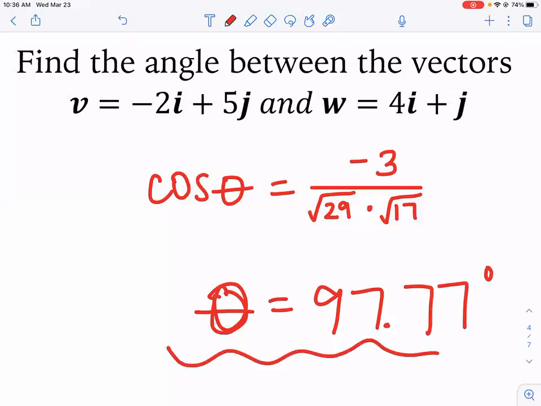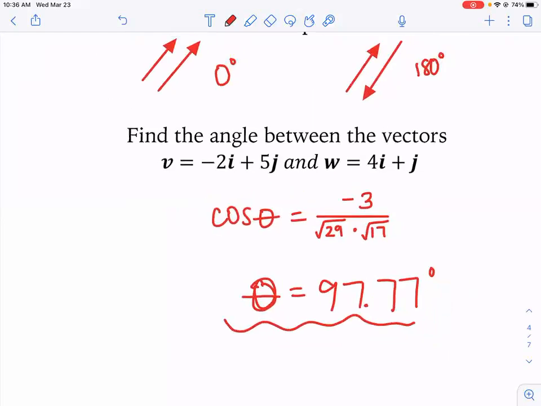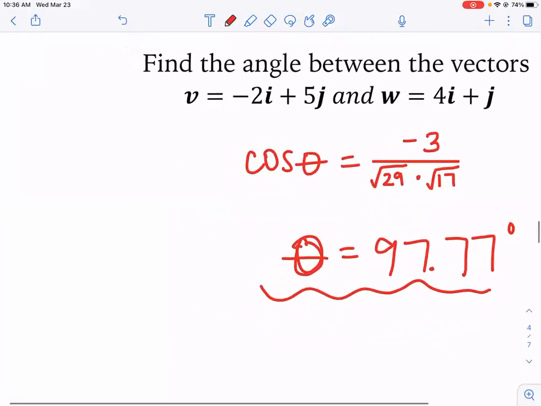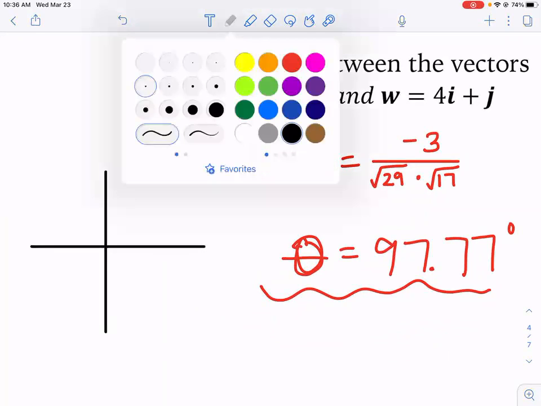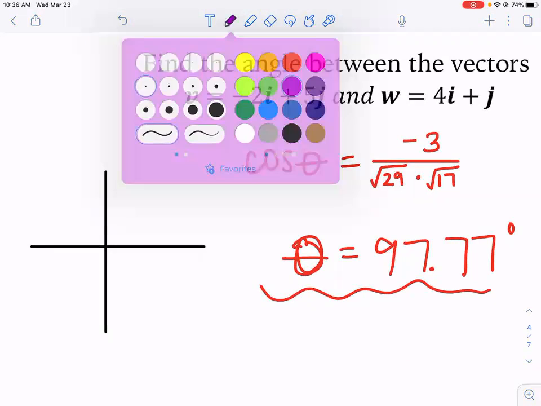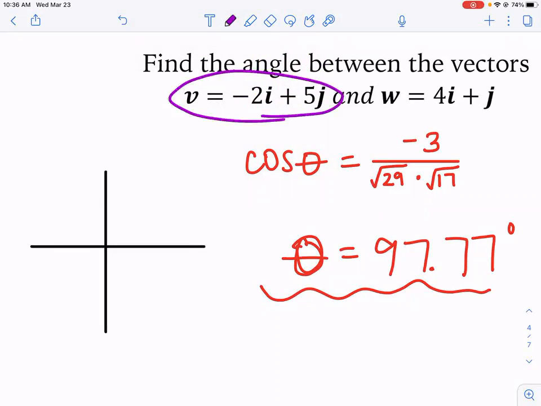Okay, so let's just make sure that that sounds reasonable. Well, let's plot our 2 vectors. I am going to plot V in purple, so -2, 5.